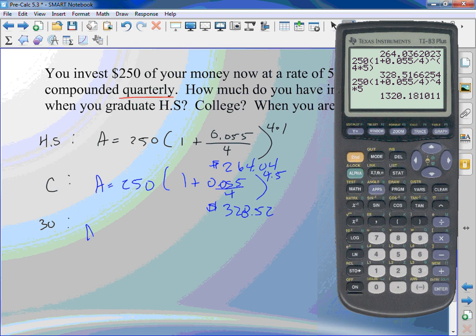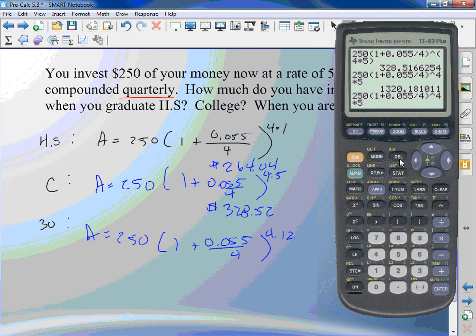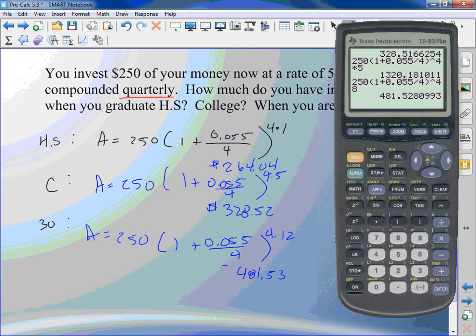The last one, 250, 1 plus 0.055 divided by 4 to the 4 times 12. 4 times 12 is 48. After 12 years, I have $481.53. It is a difference of about $6. By the interest changing quarterly, you made $6 more. That's an 8. My 8s don't like to show up always on the board. So that's why I started doing that.